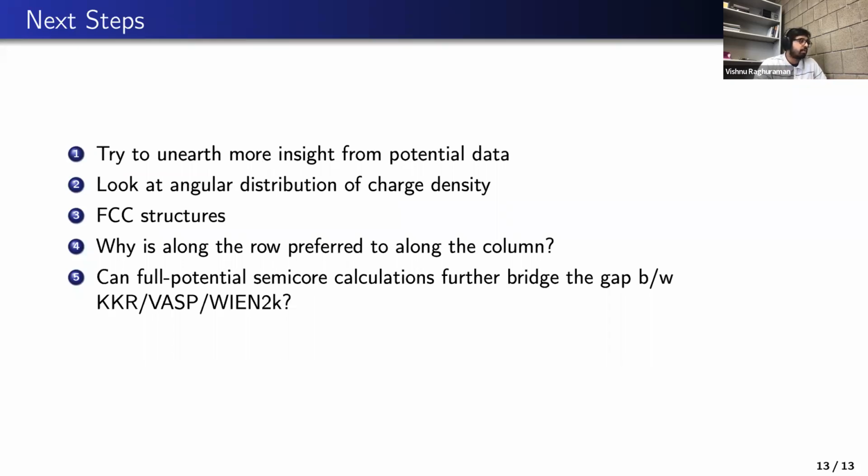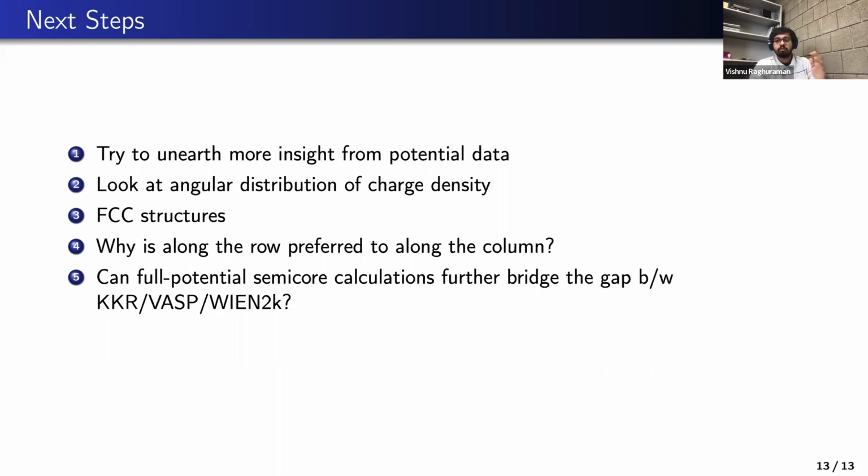So I am currently doing energy calculations for those, and we'll get along to doing an analysis for that. Also, we still haven't answered the question of why it's preferred along a row.